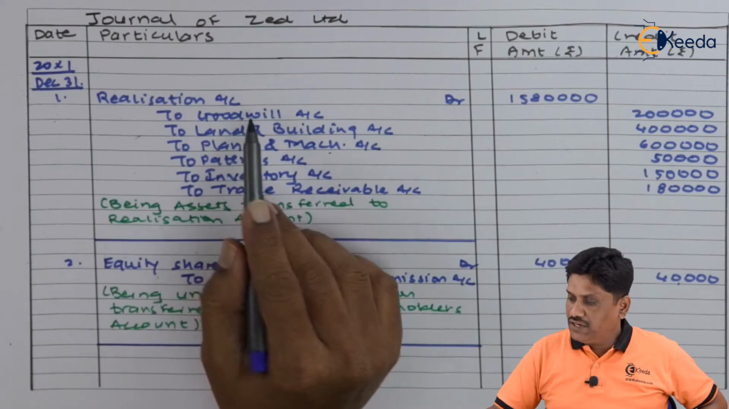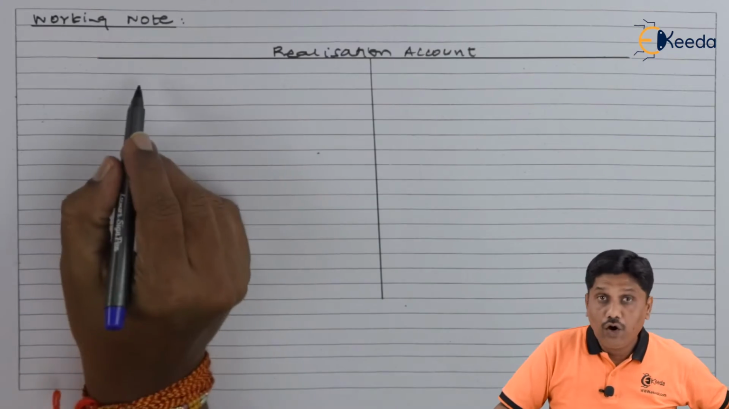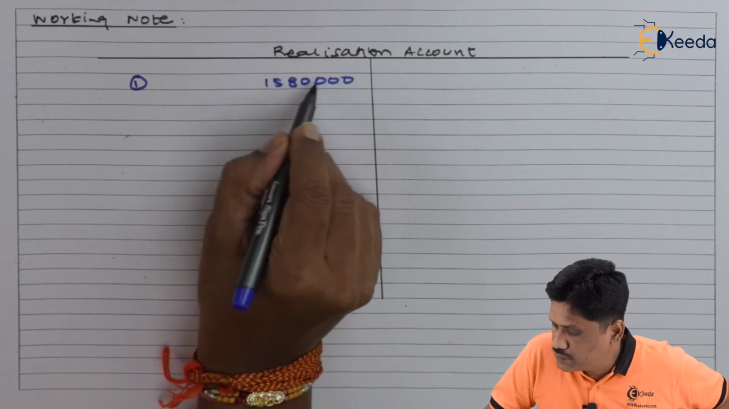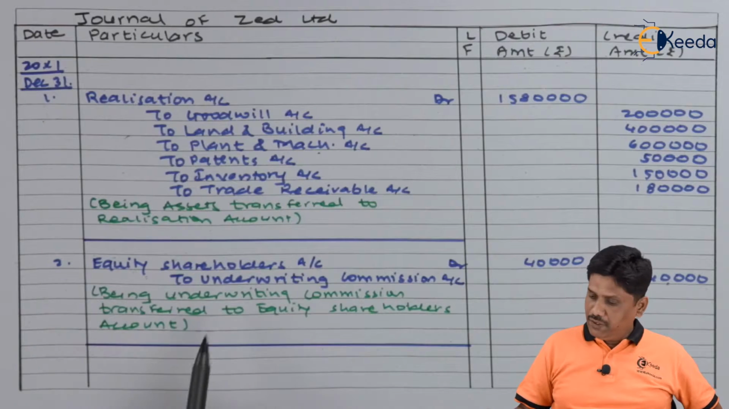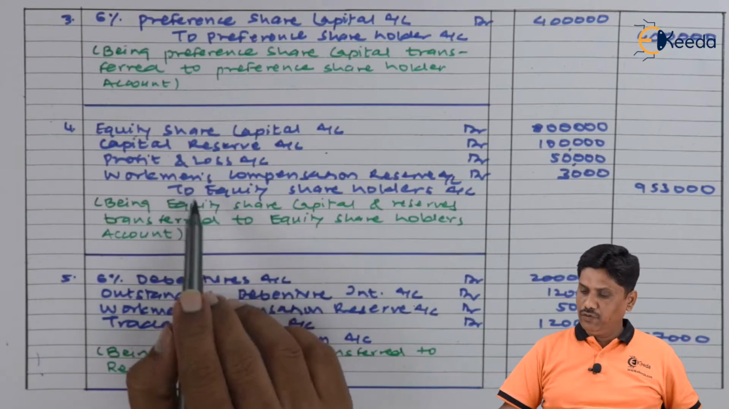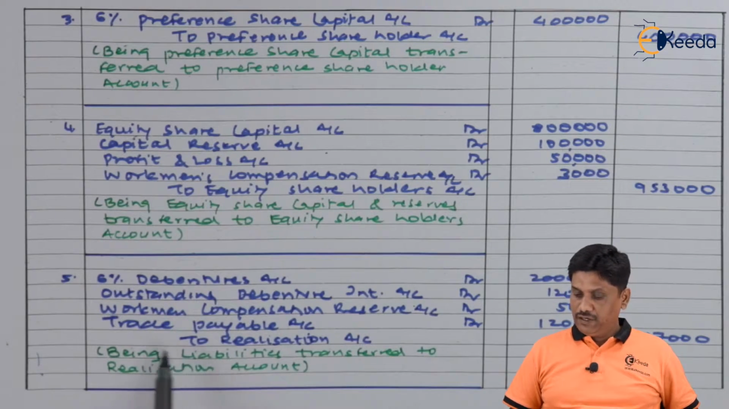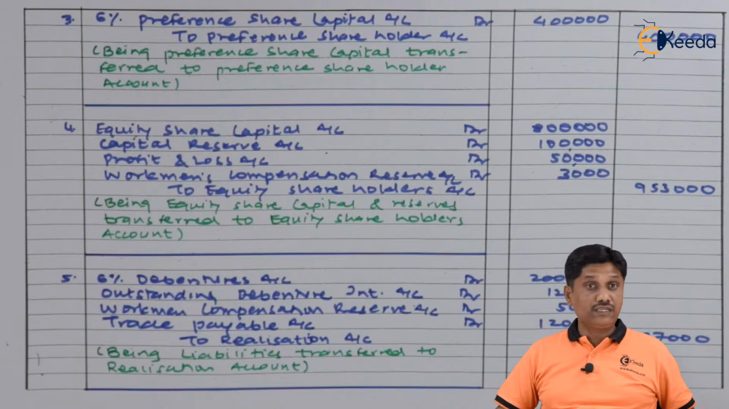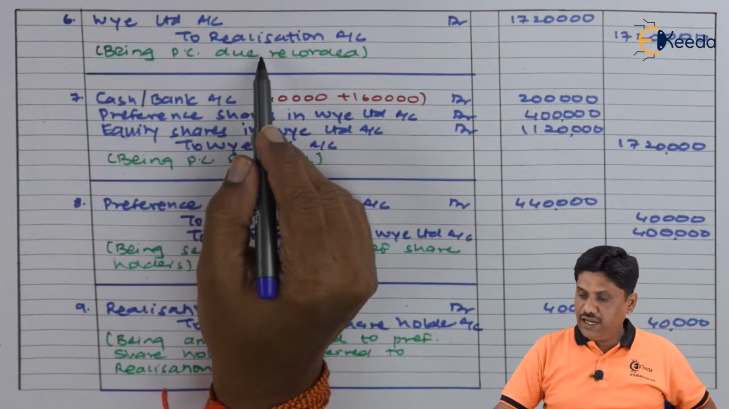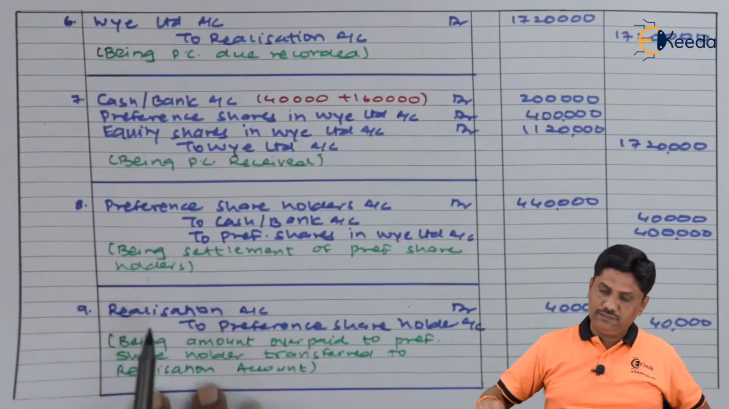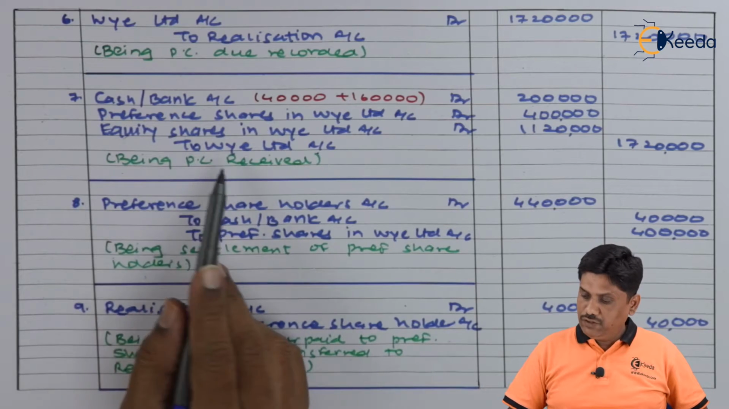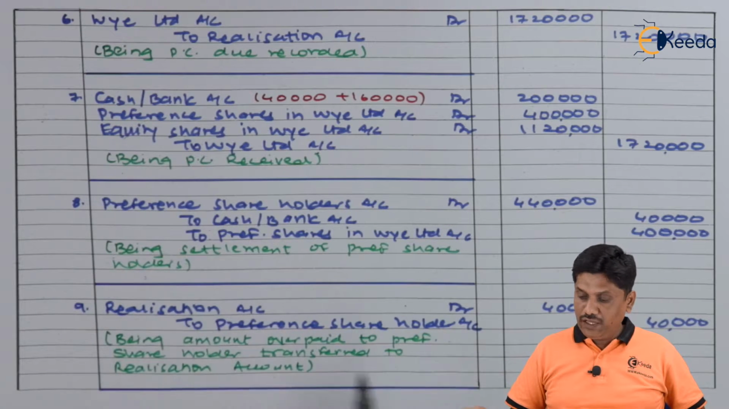Entry number 1, you can notice realization account is debited with 15,80,000 on debit side. Entry number 2, there is no realization account, so we will ignore this. Entry number 3, no realization account. Entry number 4, no realization account. Entry number 5, realization account is credited with rupees 3,37,000. Entry number 6, realization account is credited with 17,20,000. Entry number 7, no realization account. Entry number 8, no realization account.